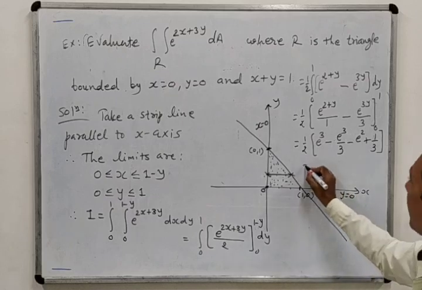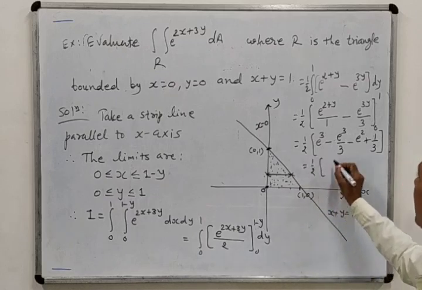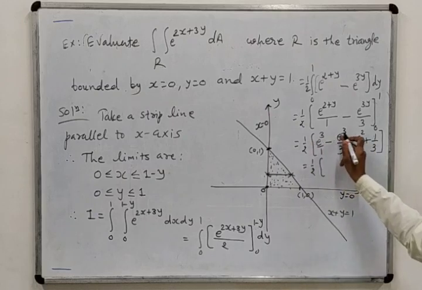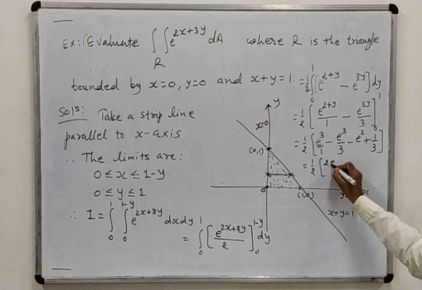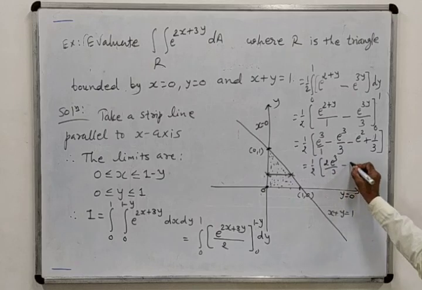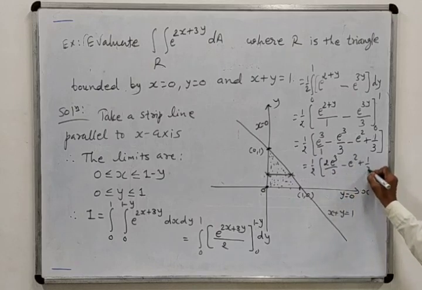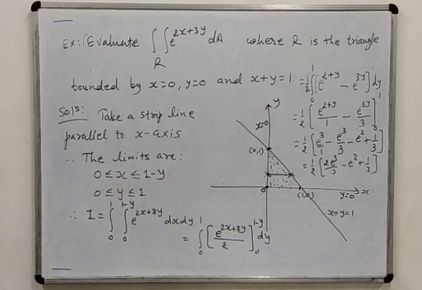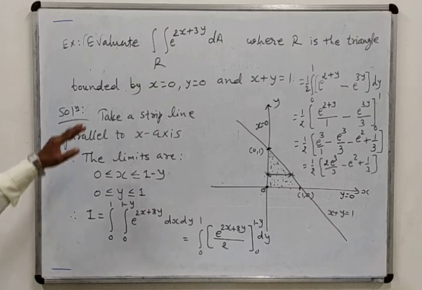And then we can combine it to get e cube by 1 minus e cube by 3, that is 3 minus 2 e cube by 3 minus e square plus 1 by 3. So this is the required answer. So the process of integration is very simple, but the main task is to determine the limits of integration. So all of you write down this solution.